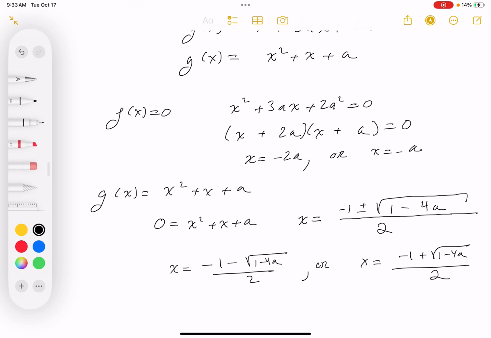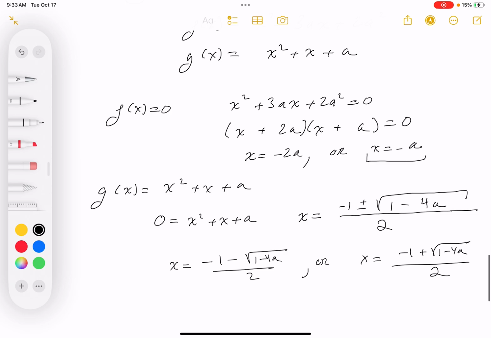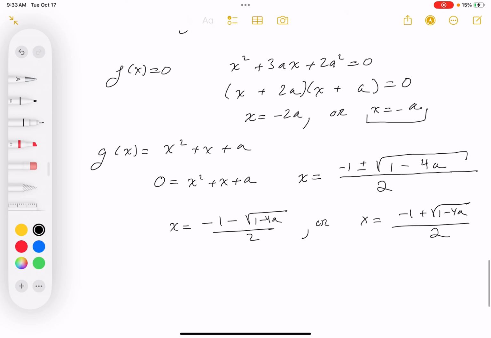All right? So what are you going to do now? Well, I'm going to set them equal. And how do you do that? It's going to be a tough one, isn't it? So I'll take this one and set it equal to the other one. And it says that they have to have one in common, right? So let's put this over here. I'm going to say minus a equals, trying to kill two birds with one stone by writing this as minus 1 plus or minus the root of 1 minus 4a over 2.